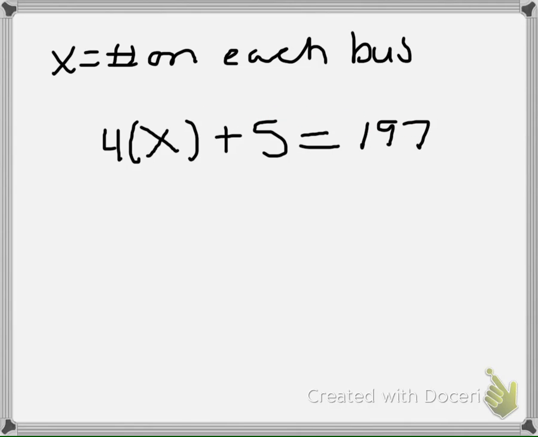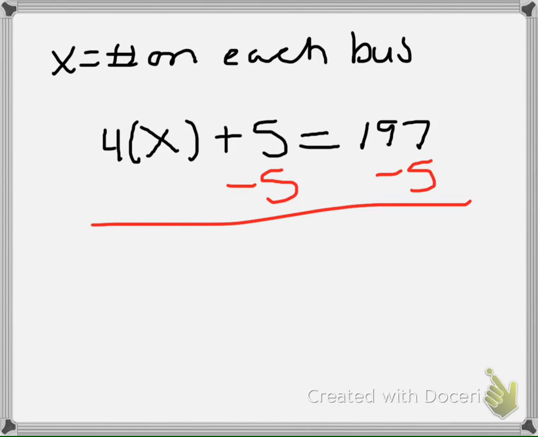So here I'm going to ask you to turn the video off again, solve this equation, and then turn it back on and make sure you're correct. Okay, so always get rid of addition and subtraction first. So I'm zeroing out this plus 5 by subtracting 5 on both sides. Of course, this cancels. This is 192 for 4x.